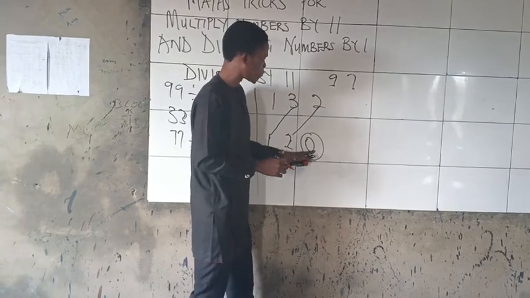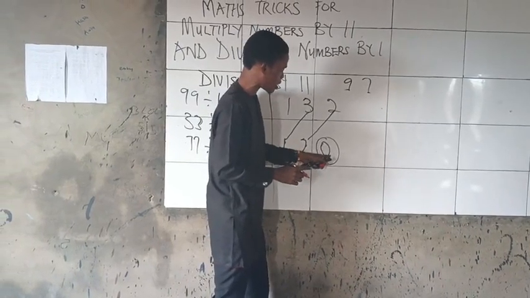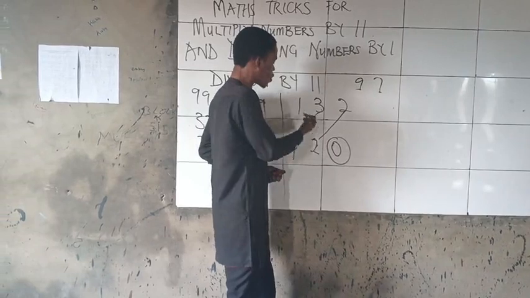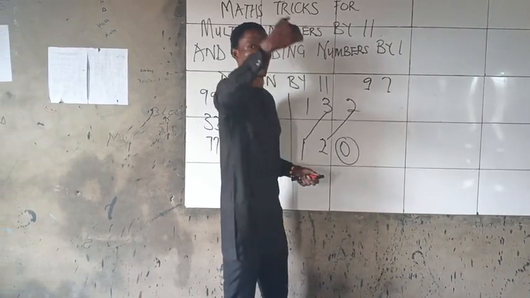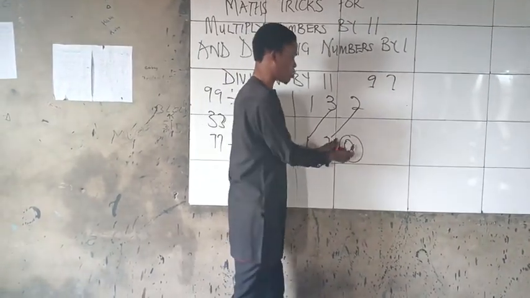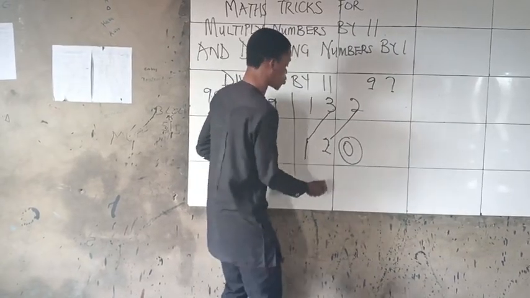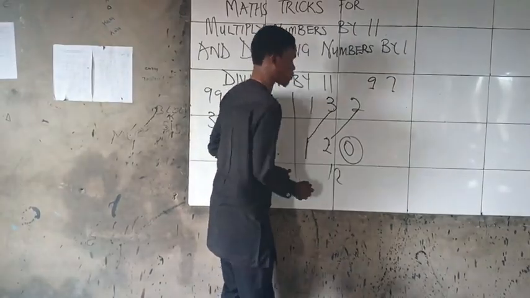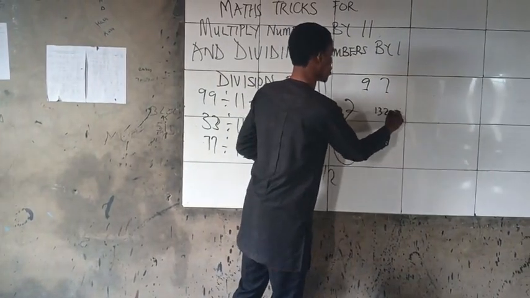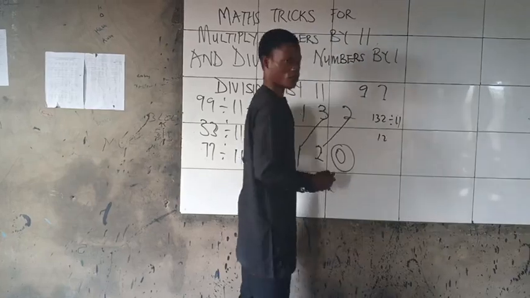Getting a remainder of 0 means that the number is a multiple of 11. If it is not a multiple of 11, you get a remainder that should be another number. So since the remainder is 0, the answer is 12. That is, 132 divided by 11 is 12.